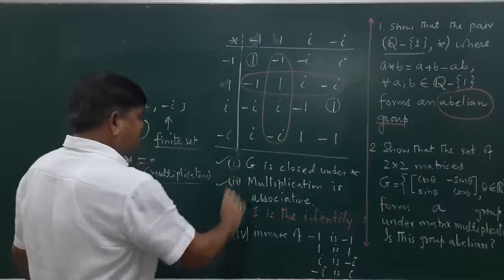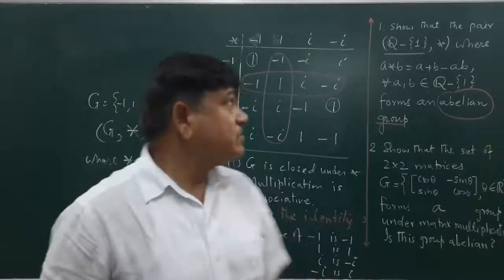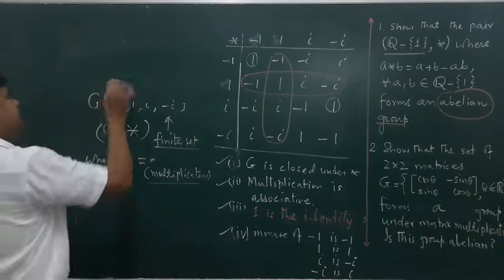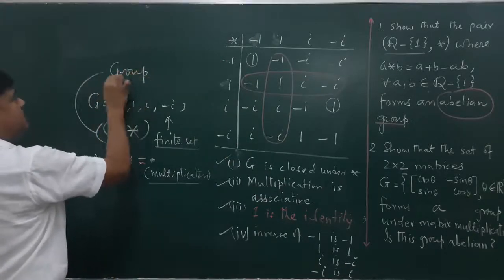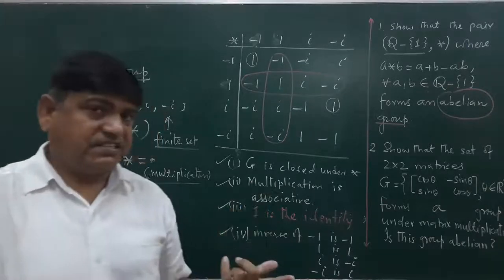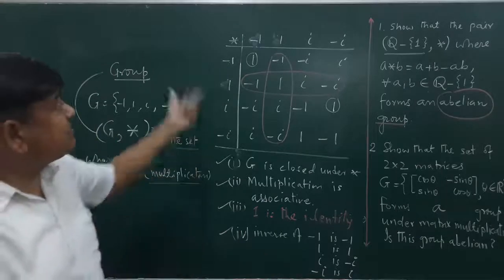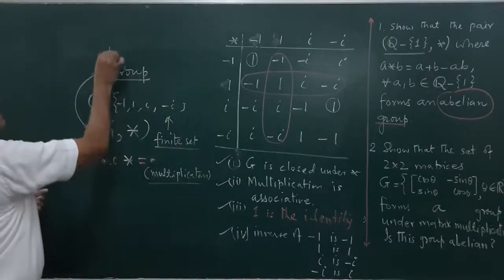First हो गया, second हो गया, third हो गया, fourth. All the 4 properties are satisfied. So this is a group. कैसा ग्रुप है? फाइनाइट. क्यों फाइनाइट? बिकॉज Z is finite. Number of elements finite. So this is finite.